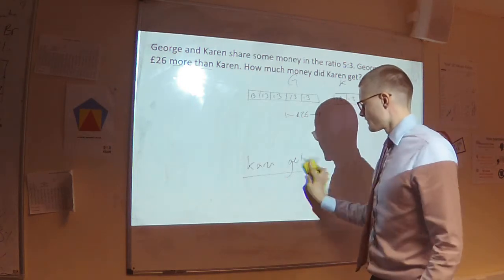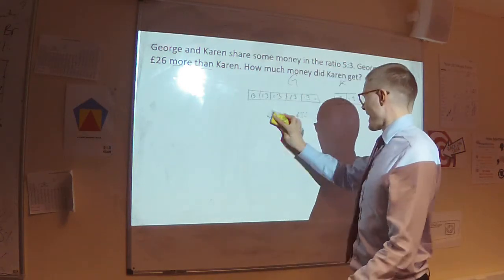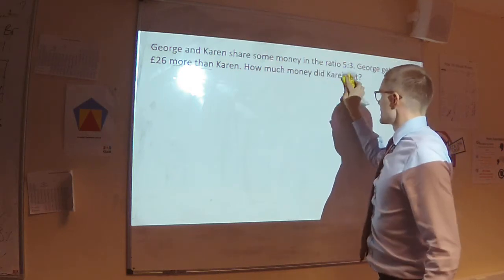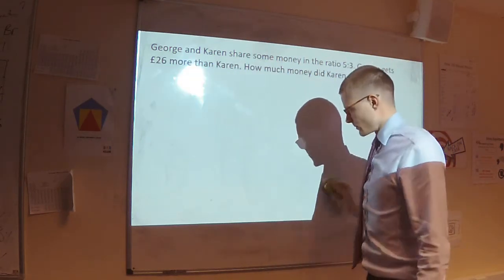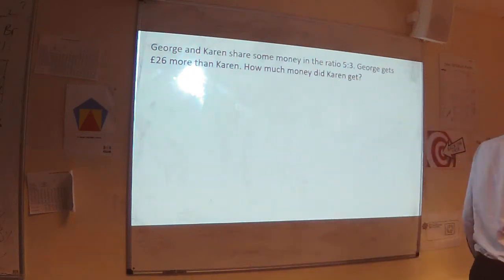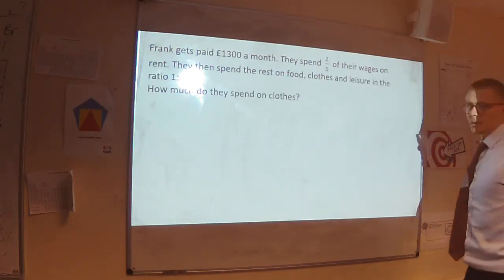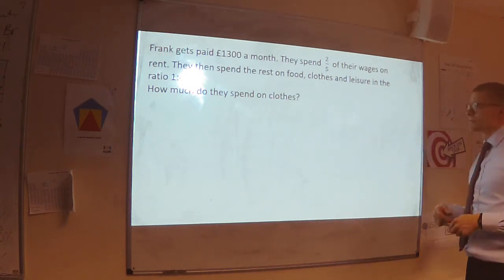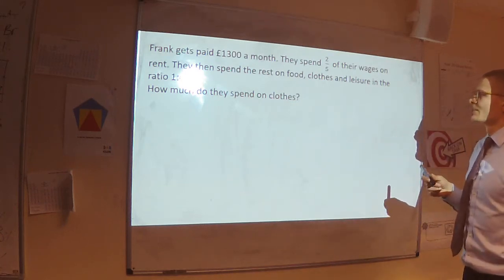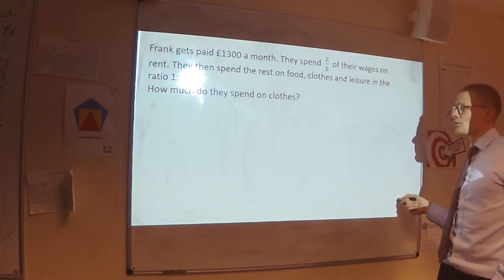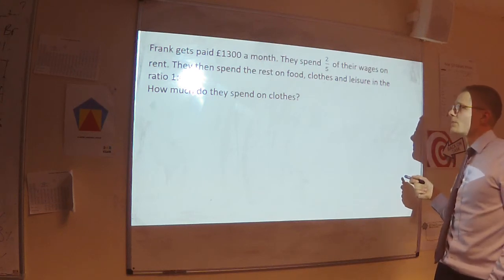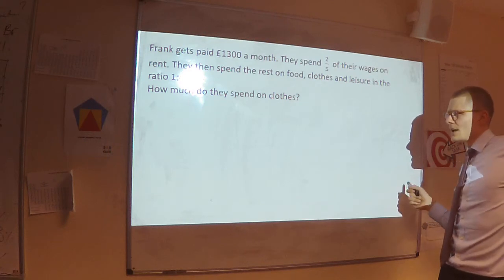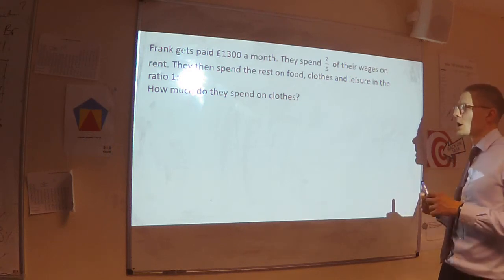So one more trick, or one thing they add in to make it a little bit more difficult. This is a relatively simple example, but they can do a variety of different ones which have this involved. But I'm going to have a look at this one. Frank gets paid £1,300 a month. They spend 2/5 of their wages on rent. They then spend the rest on food, clothes and leisure in the ratio 1 to 4 to 7. How much money do they spend on clothes?